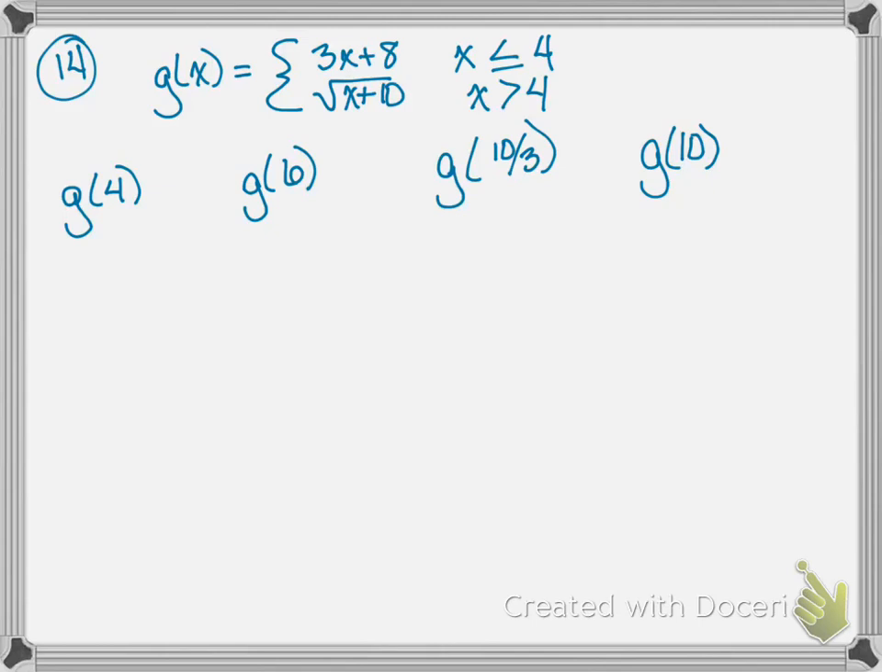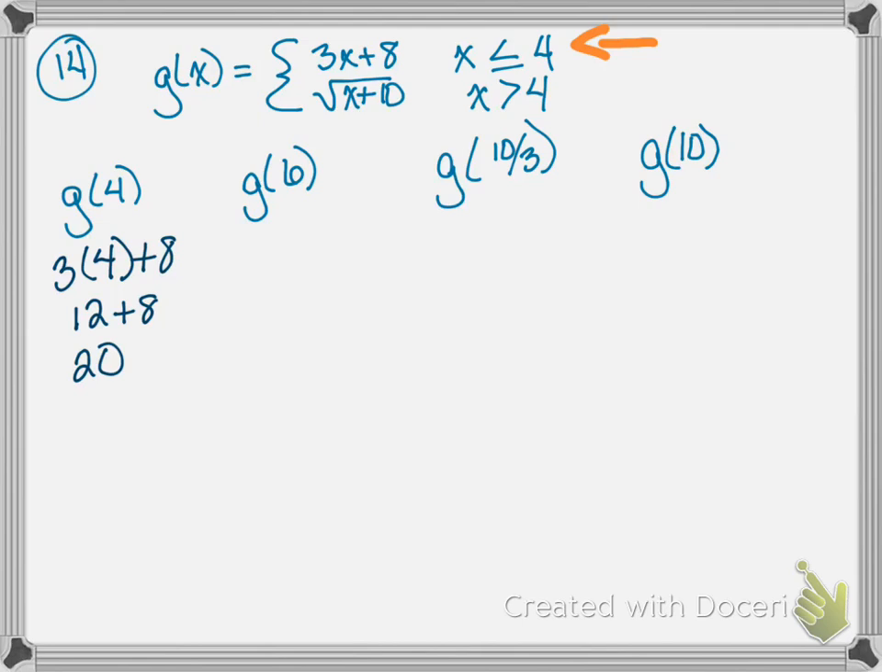So for the first one, we've got g of 4. Because this function, the 3x plus 8, says x is less than or equal to 4, that means we're going to use this one because it says "or equal to." So I've got 3 times 4 plus 8. 3 times 4 is 12, plus 8 is 20. So g of 4 is 20.